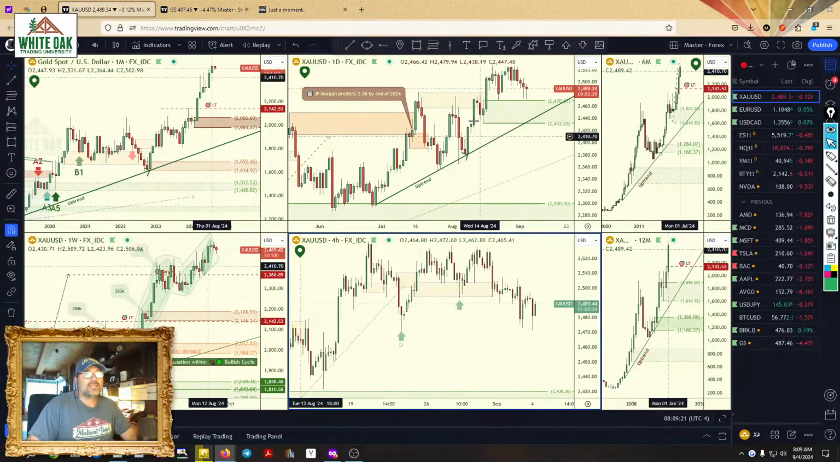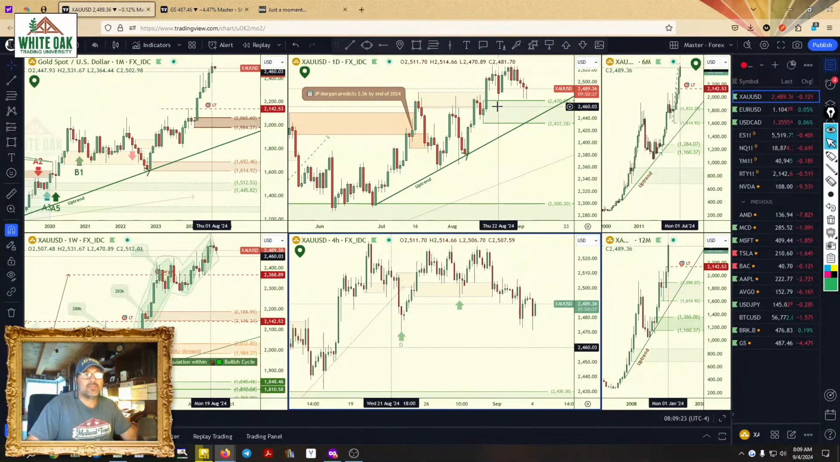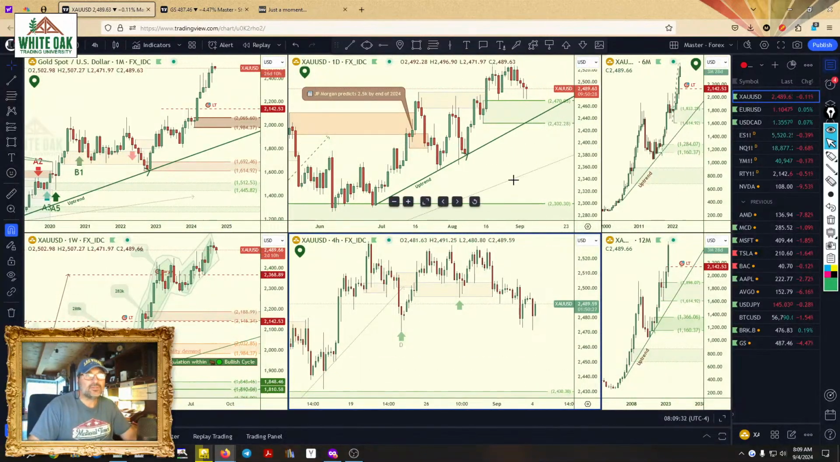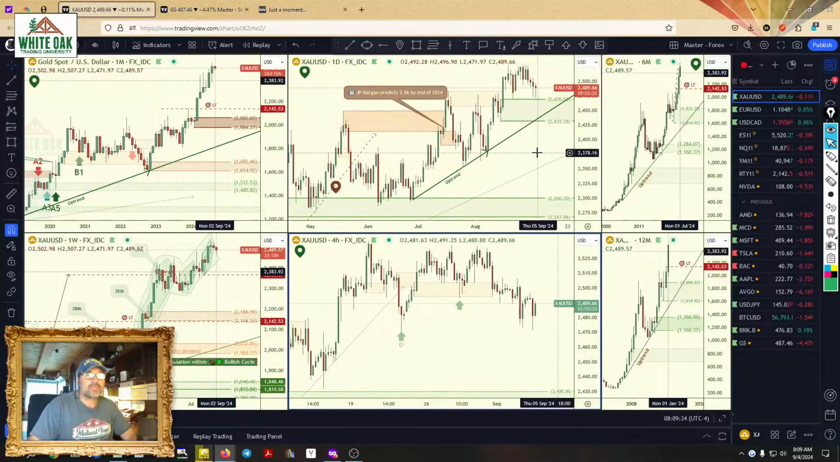We already tested this area of daily demand once, and now we're coming back again. These are weak signals for me. This is weak price action. So I'm not too thrilled about what's happening with gold.